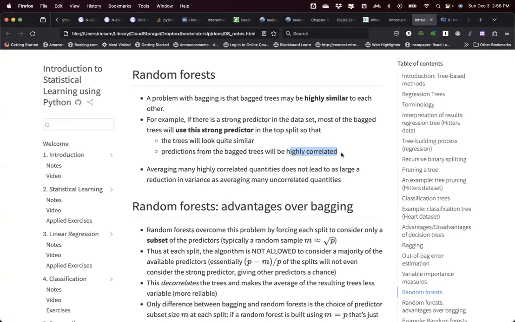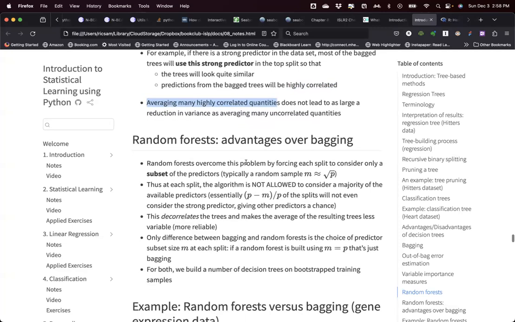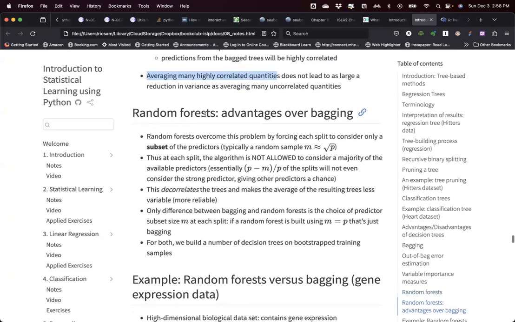Because we're not getting the information that we need to smooth the problem of overfitting. Averaging many highly correlated quantities does not lead to a large reduction in variance, as it does when averaging many uncorrelated quantities. So what does random forest bring to bagging to make it even more robust?